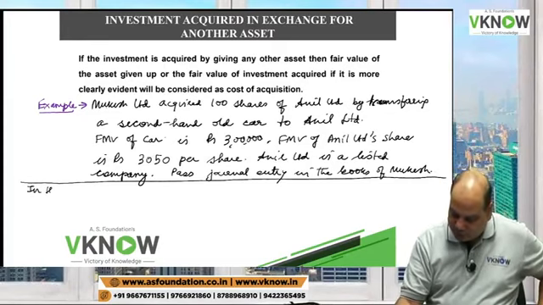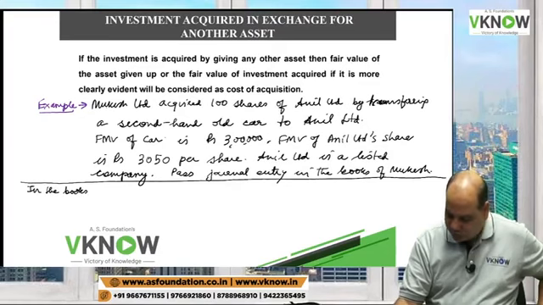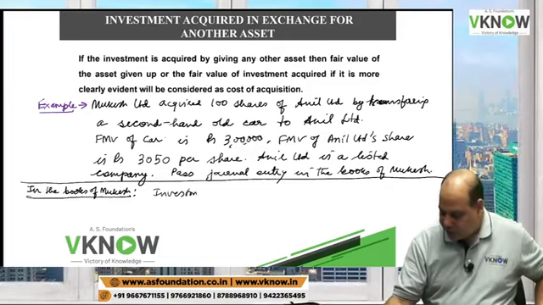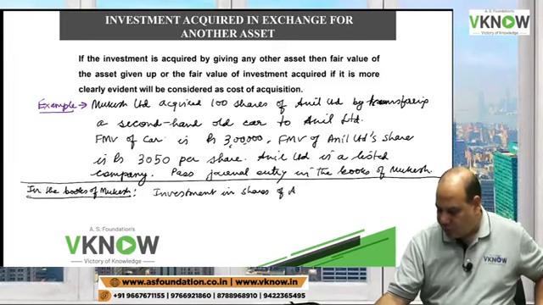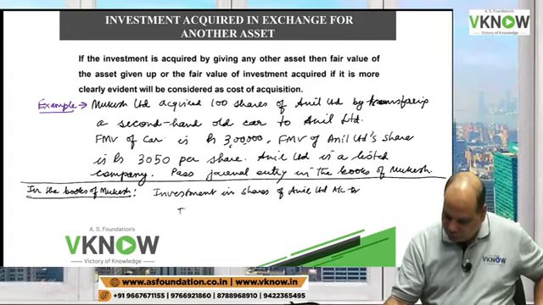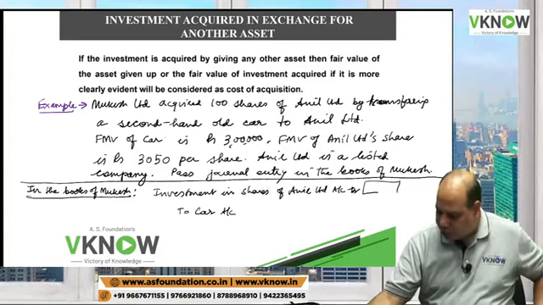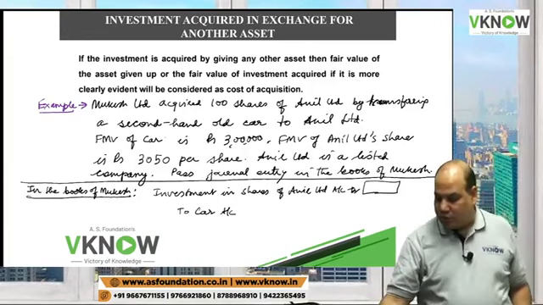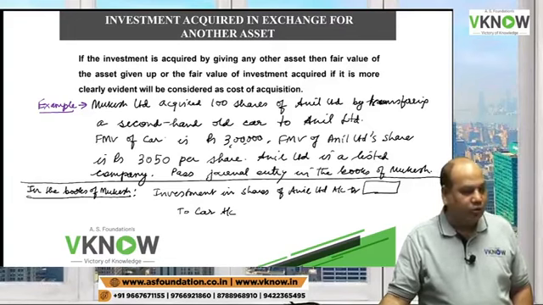So in the books of Mukesh, Mukesh has acquired investment in Anil. So Mukesh will write investment in shares of Anil Limited account debit, to car account. The question is, what is the amount you are going to put here? How much amount will you put?